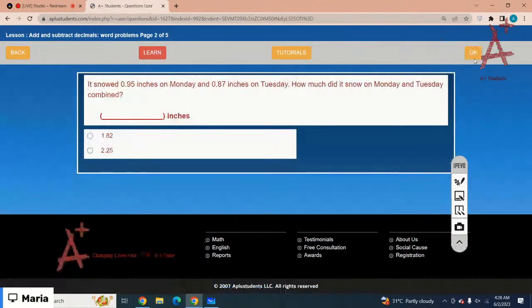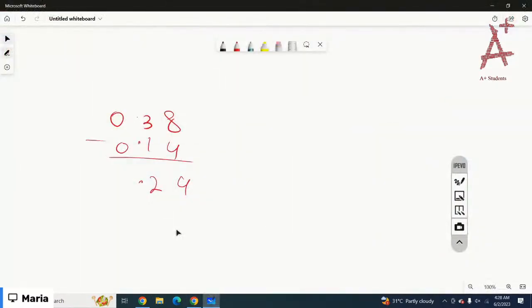Okay, it snowed 0.95 inches on Monday and 0.87 inches on Tuesday. How much did it snow on Monday and Tuesday combined? So you have to add, you have to see combined means the total. You have to add 0.95 and 0.87. 0.95 plus 0.87. Got it?